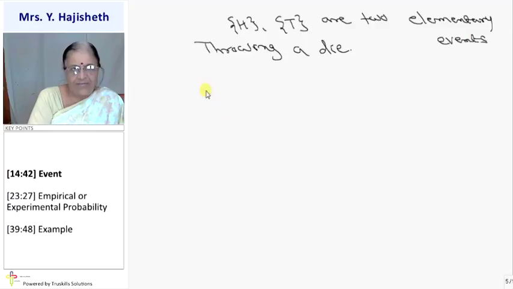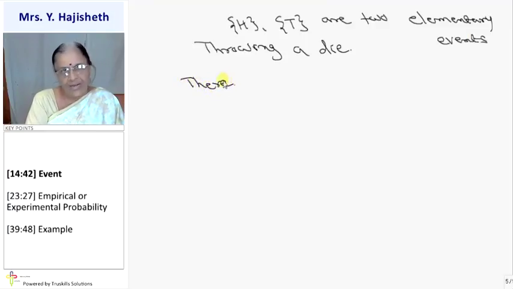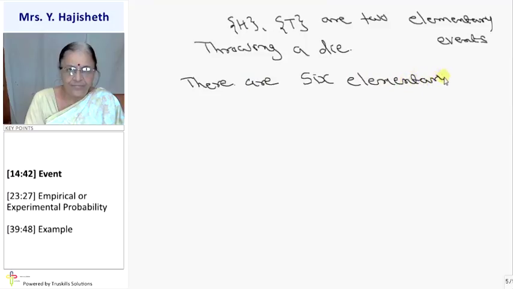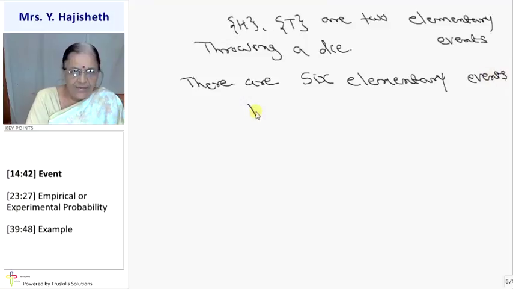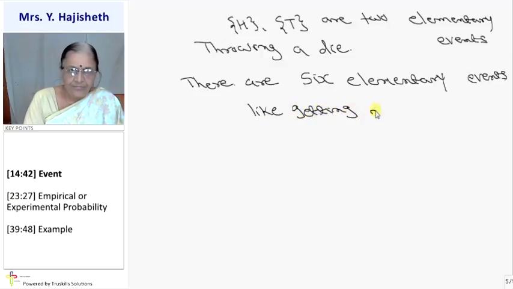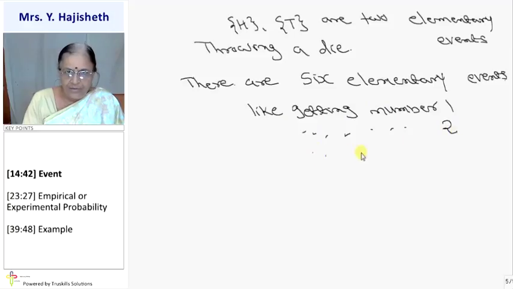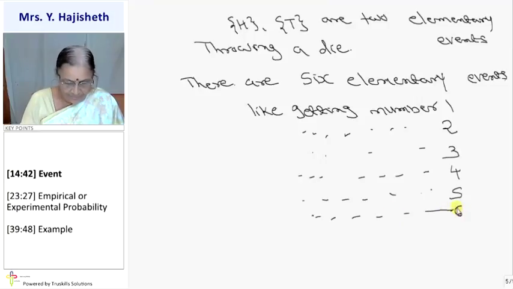Throwing a die, there are 6 primary events. They are also called elementary events. There are 6 elementary events, like getting number 1, or getting number 2, or getting number 3, or getting number 4, or getting number 5, or getting number 6. Clear? So, elementary events are events which contain only one outcome, right? And usually elementary events are equiprobable, equally likely.